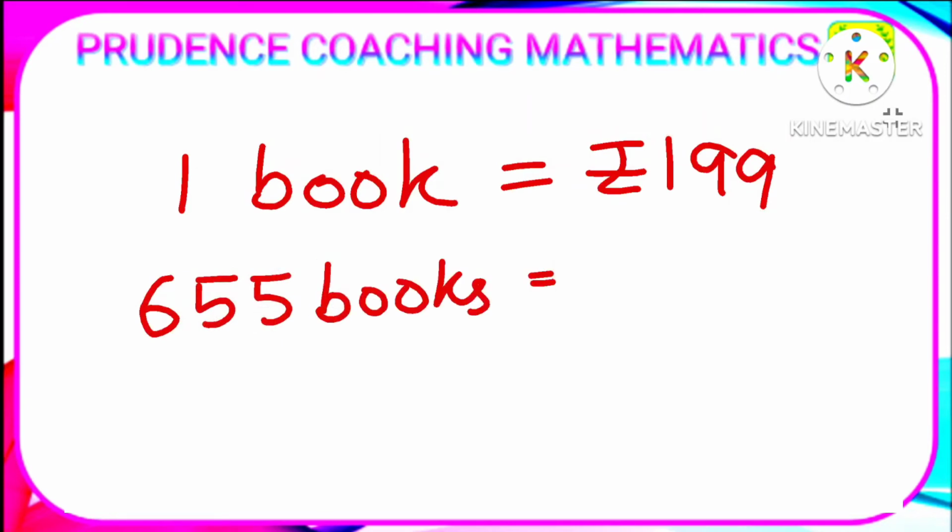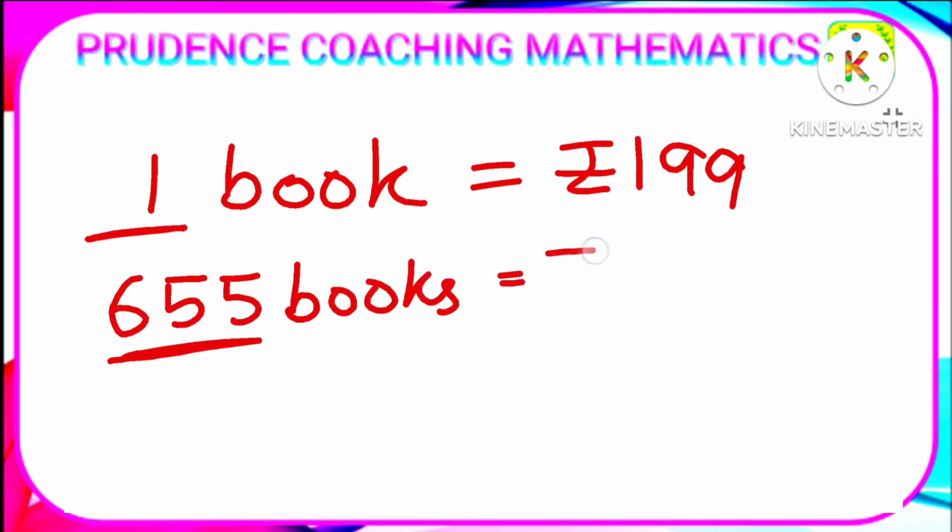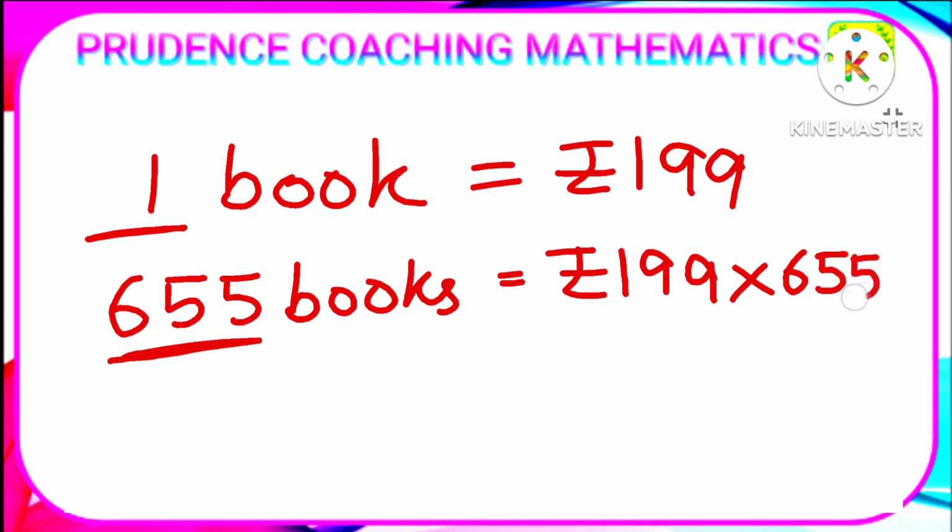Let us take an example to understand this sum better. If I tell you that one chocolate is for rupees 2, means for buying one chocolate you need to pay rupees 2. Now if you are asked to buy 10 chocolates, what you need to pay? So 1 is rupees 2, so 10 is more than 1, so 10 into 2 you will get 20. Like this, 1 is 199, but 655 is more than 1. According to the unitary method, you need to multiply the value of one item, that is 199, into the number of items you are going to find out, that is 655.